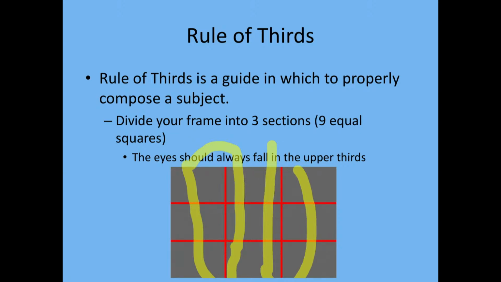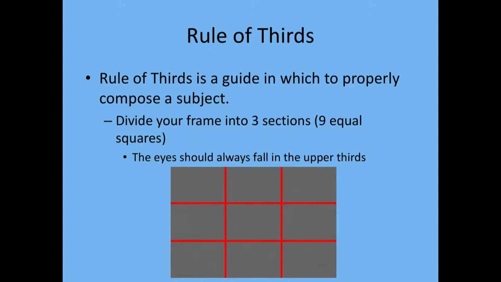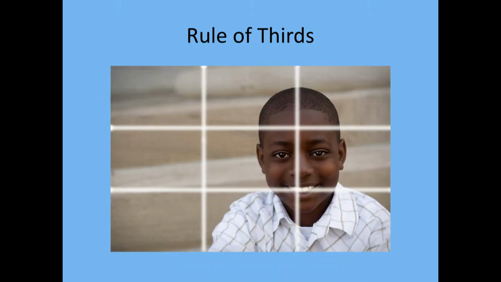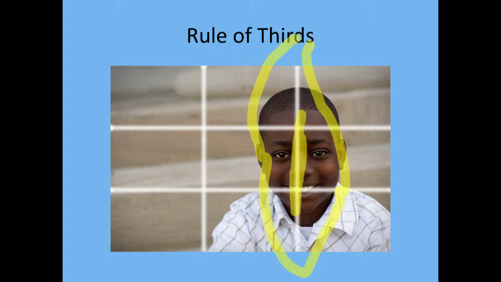So we want to center our subject. If it's a person's face, we want to put the center of their face on one of those intersections. Pretty easy, right? And we also want to make sure our eyes are always in the upper thirds. So we're going to do a few examples here to get this point across. Here we go. So we have a subject here, right? We have a person. They're on an intersection, right? You guys can see this. Here we go. This is the intersection, right? So their face is right here. The center of the face is on an intersection.